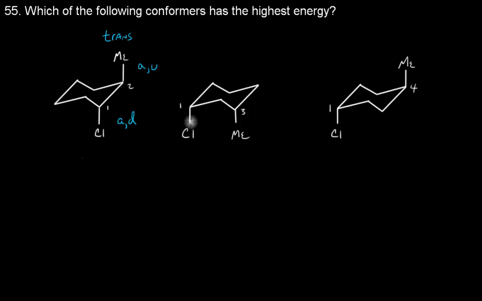Same thing for here. Example B. Let's call this example B. This is example A. We have axial down and axial down, so they're both pointing down, so these are going to be in a cis configuration. And this example C is going to have axial down for the chlorine and axial up for the methyl. So down and up, so this is trans just as in example A.